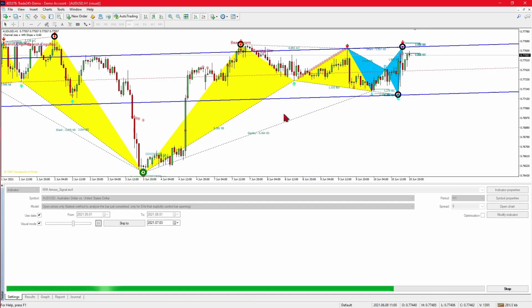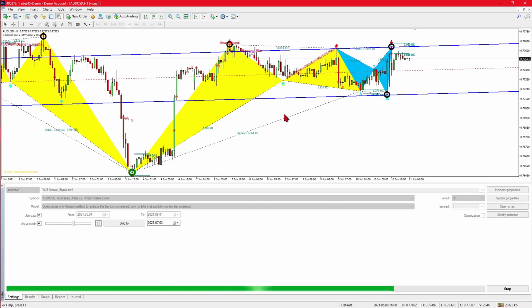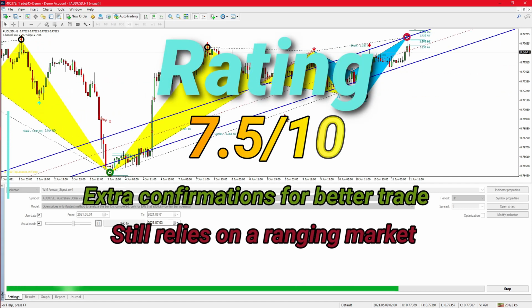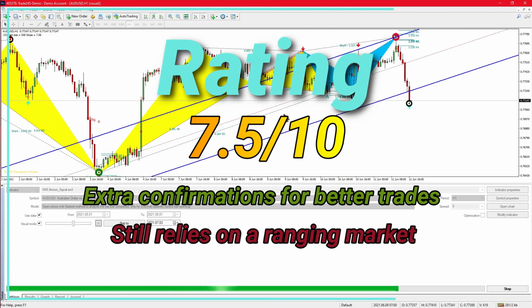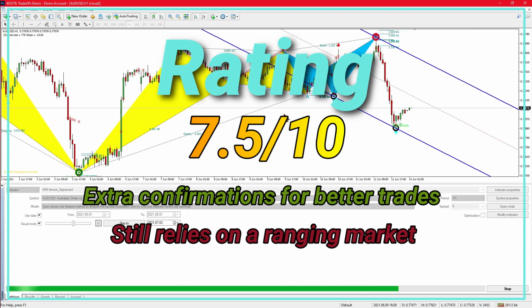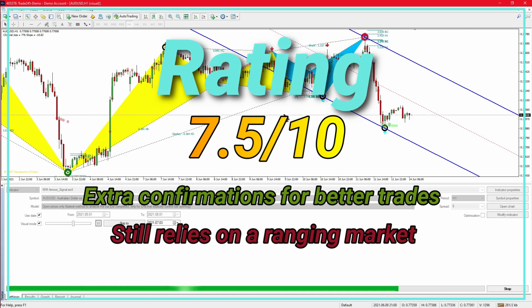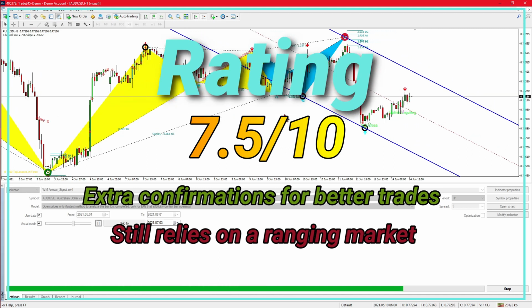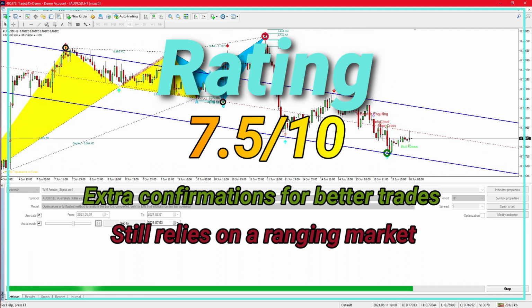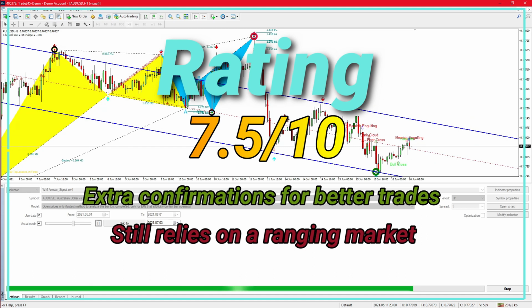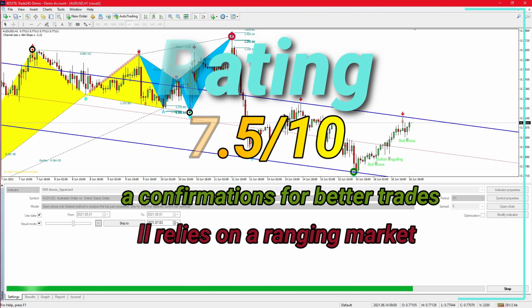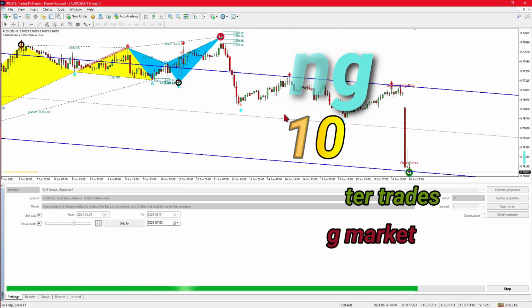With all of this in mind, I would give this system a 7.5 out of 10, since it is considerably better than Redbillion and Belly system with the added confirmations, but it still has negative aspects when it comes to markets that aren't in a range. Since it does require extra confirmations in order for you to enter the market, it makes it so that you enter less trades that are not favorable to you.